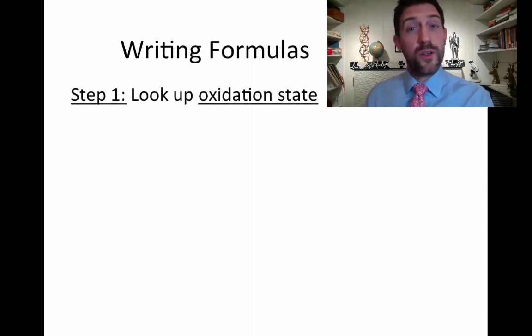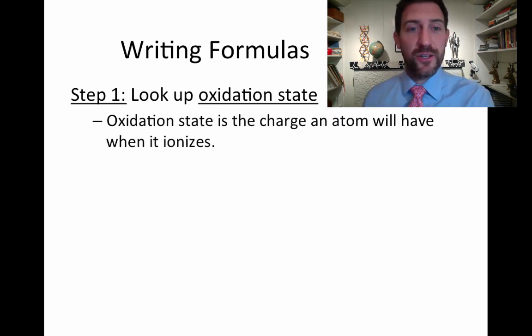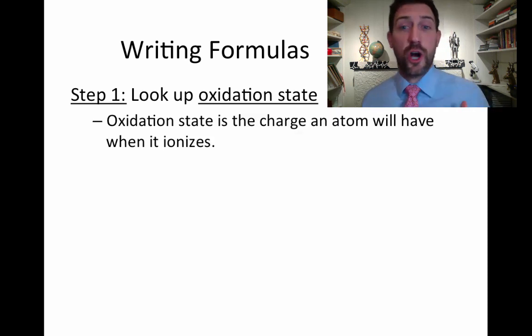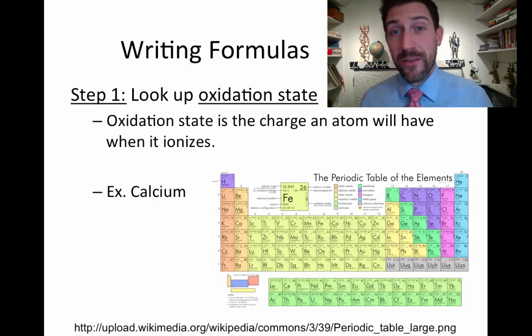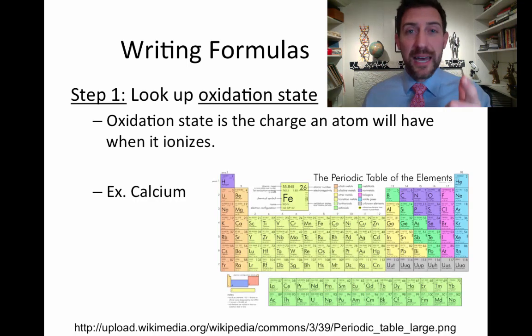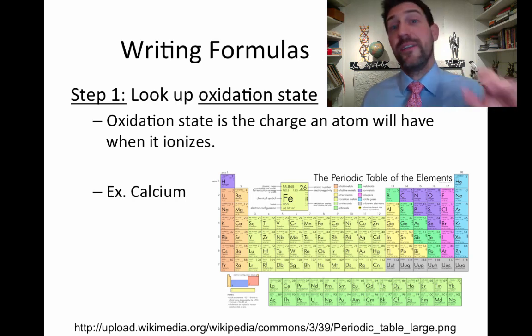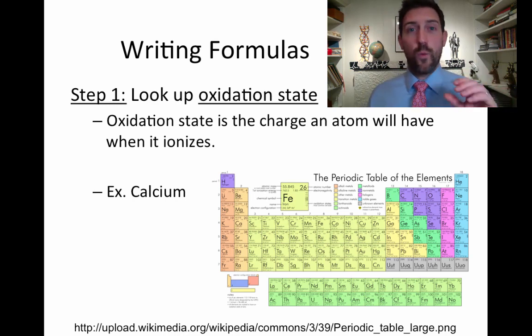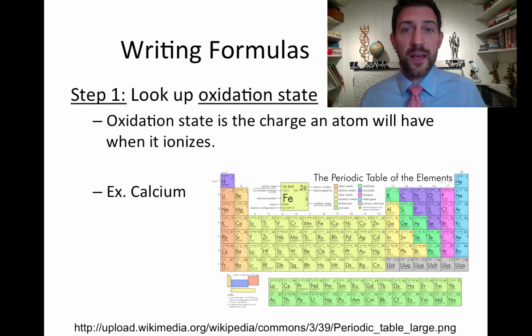When we start writing formulas, there are really two steps. First, we need to look up the oxidation state. The oxidation state is the charge an atom will have when it turns into an ion. How do I find it? You need a good periodic table, and you need to look at the key to figure out where the oxidation state is shown, to tell me what ion it's going to turn into.